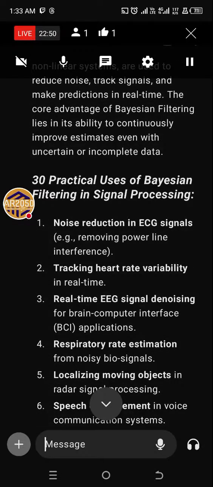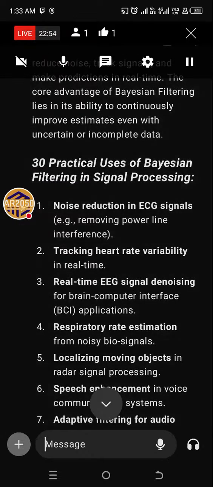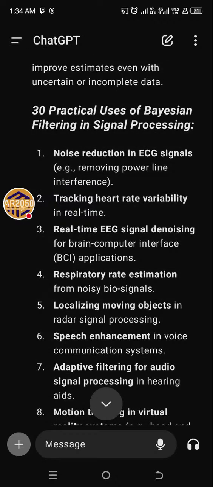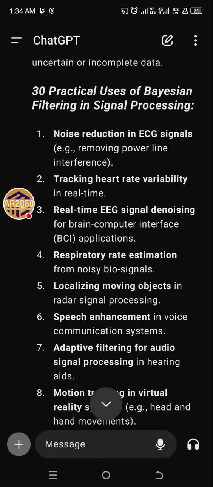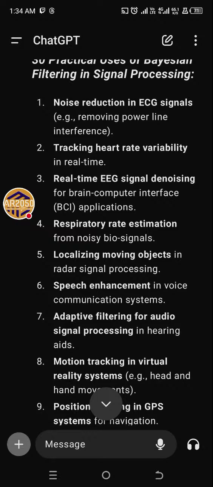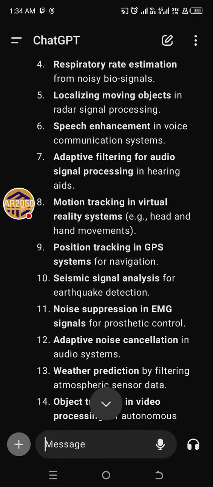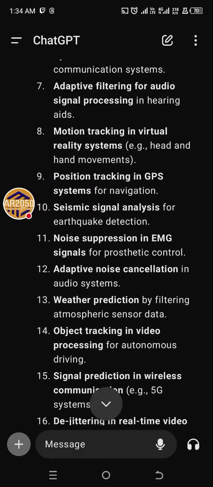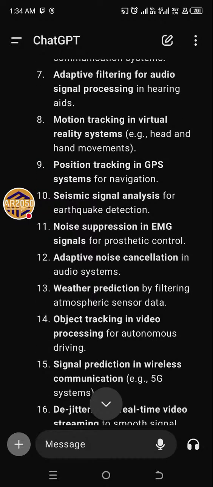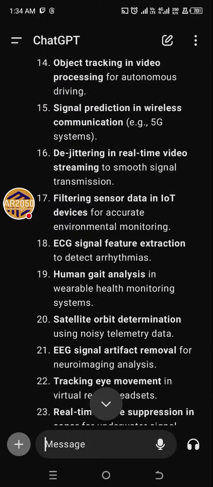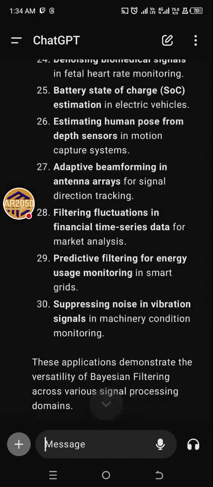Noise reduction in ECG signals. Tracking heart rate variability in real time, EEG signal denoising for brain computer interface applications, respiratory rate estimation from noisy biosignals, localizing moving objects in radar signals, speech enhancement, adaptive filtering, motion tracking, reality systems, position tracking in GPS systems, seismic signal analysis, noise suppression in EMG signals for prosthetic control, adaptive noise cancellation, weather prediction, object tracking, signal prediction, jittering in real-time video streaming, filtering sensor data, ECG signal feature extraction. Nope, nothing.